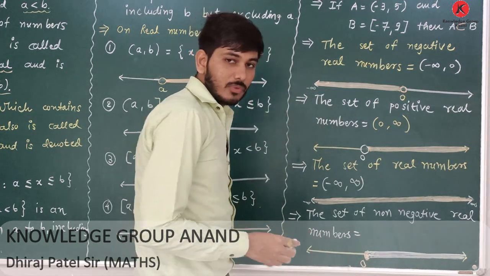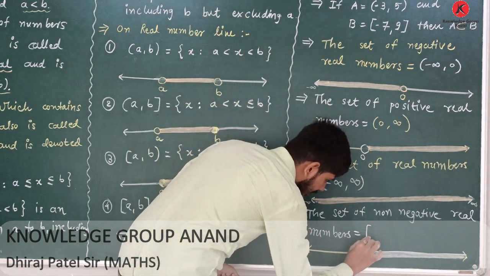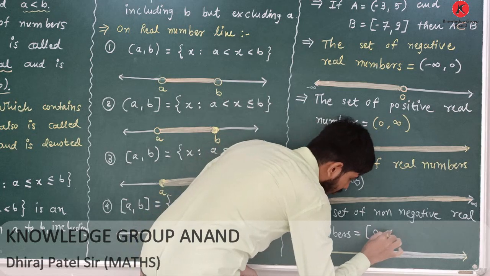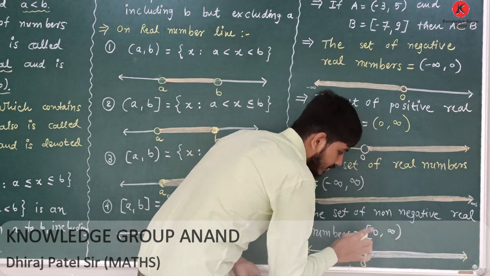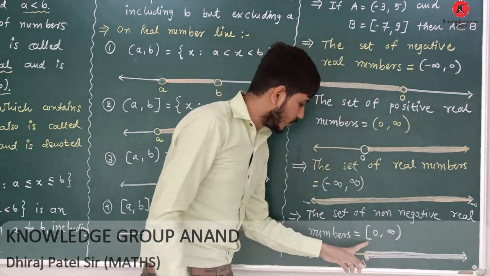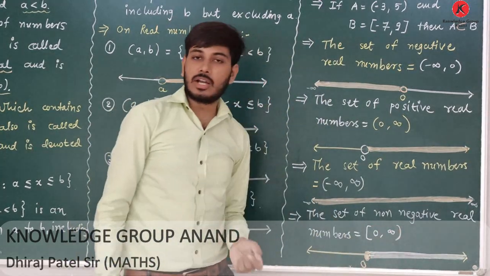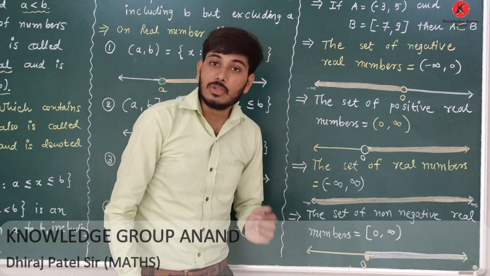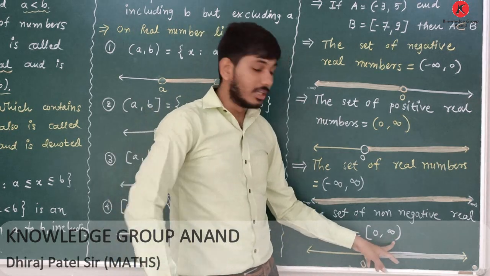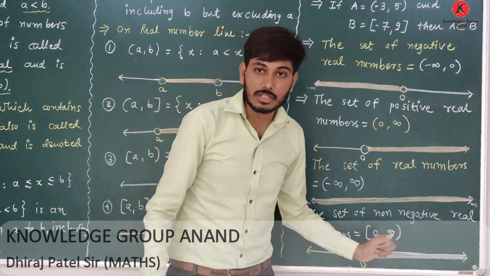And the interval form of this is 0 to infinity. Here 0 is included, therefore a square bracket is there. Infinity is not a properly defined number, therefore we include a small bracket here. Clear?